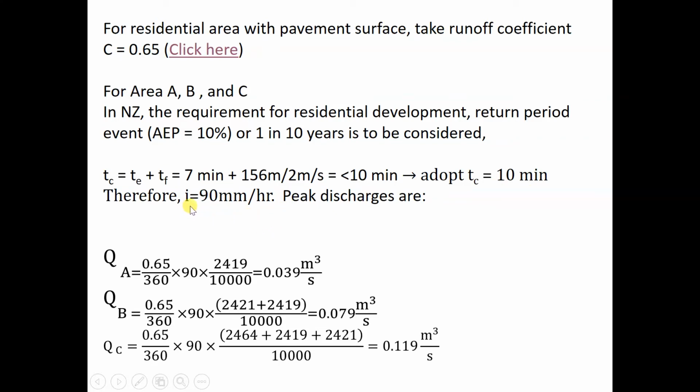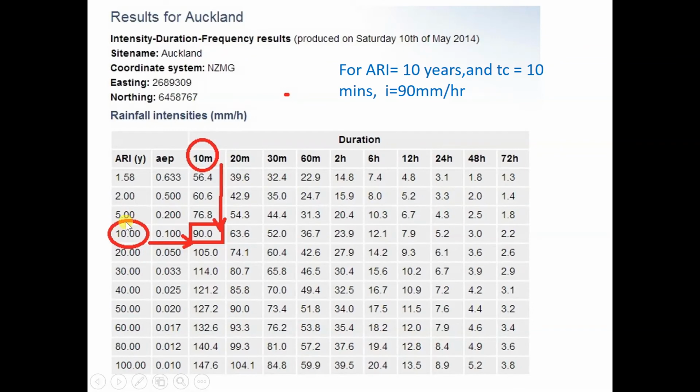So for a return period of 10 years, and for a duration of 10 minutes, look at that. For a return period of 1 in 10 years and 10 minutes, we get 90 mm per hour.